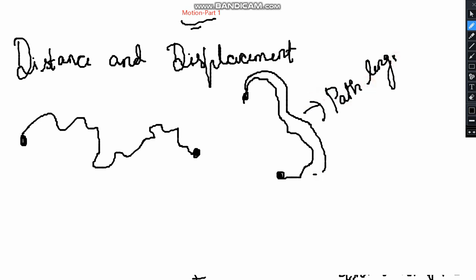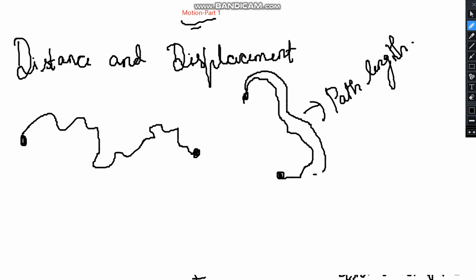So the definition of distance is the path length covered by an object. You don't worry about the time here. Time is not used here. We only worry about the path or the length which we cover, right? That is what is motion. I mean distance. I'm sorry.